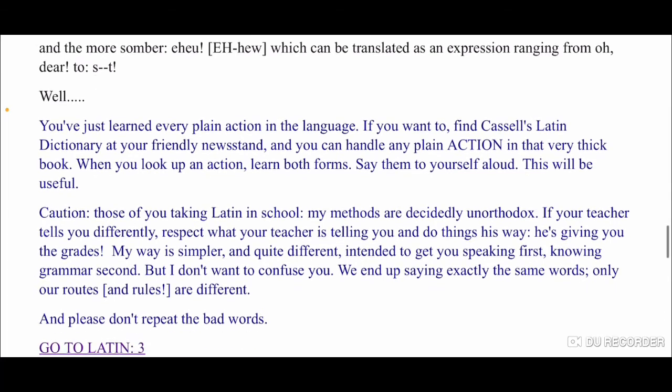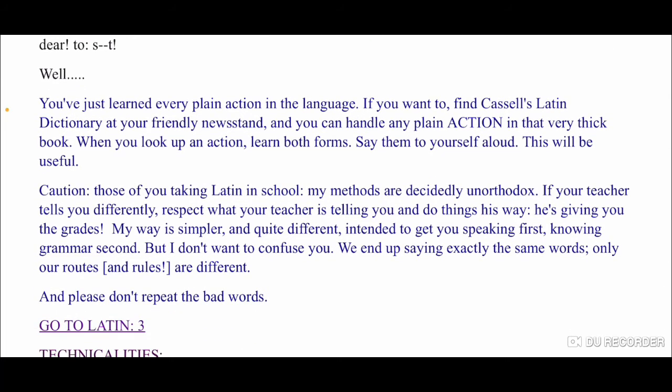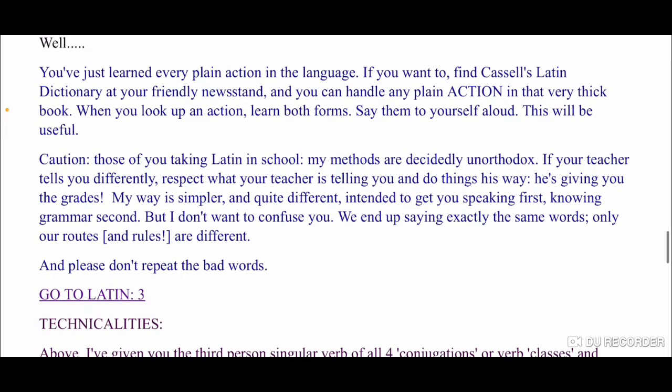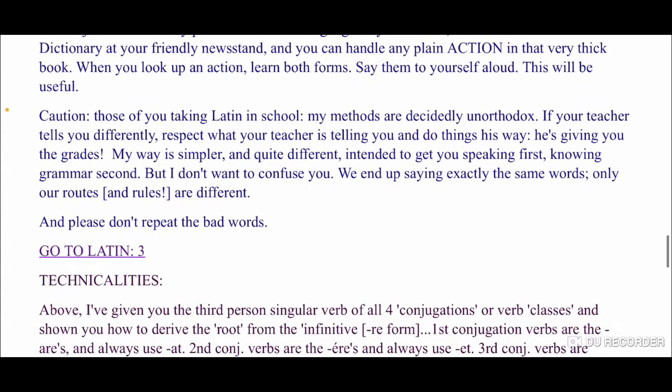Well, you've just learned every plain action in the language. If you want to, find Castle's Latin Dictionary at your friendly newsstand. You can handle any plain action in that very thick book. When you look up an action, learn both forms, and say them to yourself aloud.